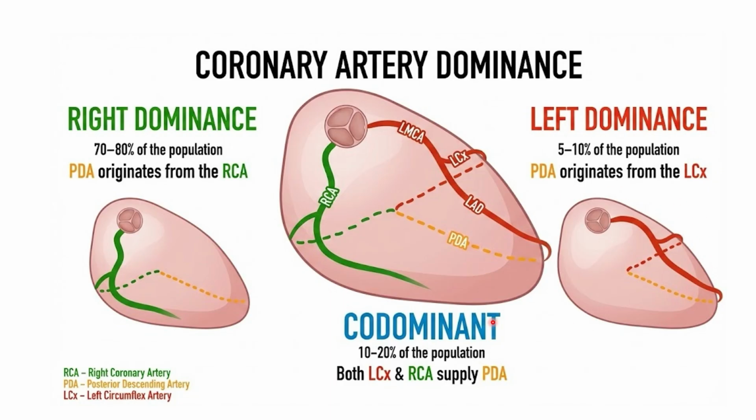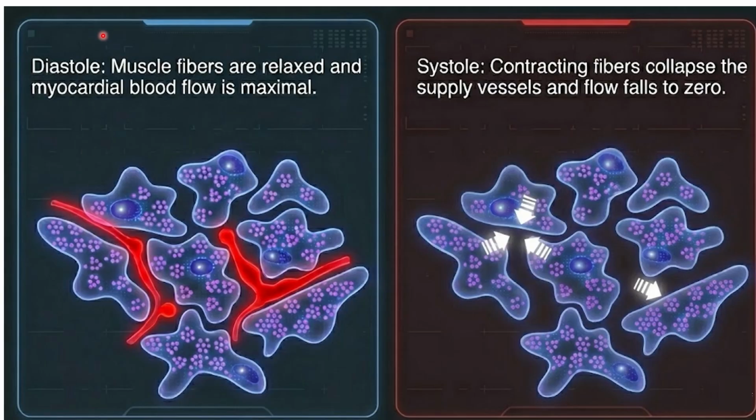The PDA supplies the inferior wall of the left ventricle and the inferior portion of the interventricular septum. Therefore, dominance affects which coronary artery is responsible for inferior wall perfusion. An important physiological principle is that coronary perfusion occurs primarily during diastole. During systole, contraction of ventricular myocardium compresses intramyocardial vessels, reducing blood flow. When the ventricle relaxes in diastole, coronary blood flow increases.